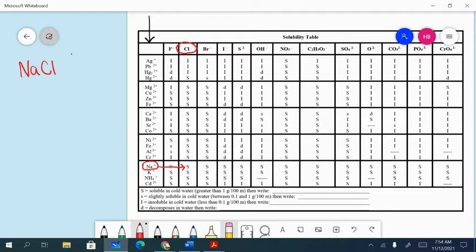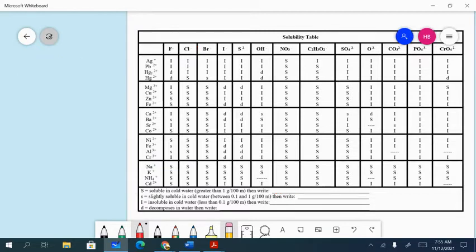So what I want you to do is find the key down here. Big S does not stand for solid. It actually stands for soluble. So soluble in cold water means that when you put it in water, it's going to dissolve. So the state of matter is going to be dissolved in water, or AQ. So put that in your key so you can reference that in the future. That means the state of matter of sodium chloride in a double displacement reaction is going to be AQ.